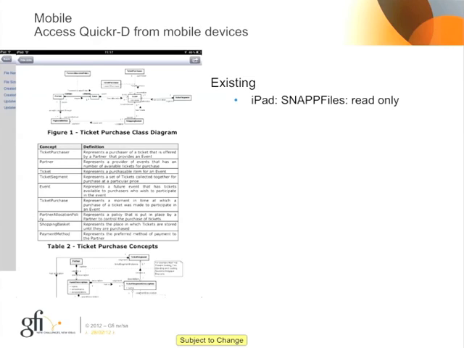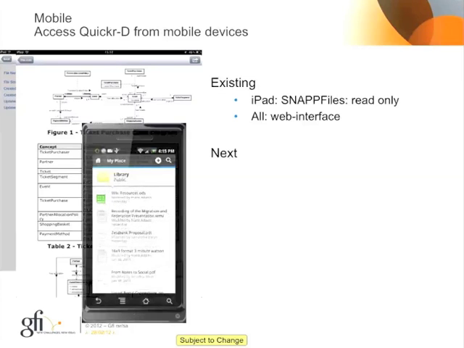It's called Snap Files. And the screenshot there on the left just shows you the metadata of one particular file. And quite obviously, this can be rendered into a preview of that document itself. But it is read-only. I use it myself. It's quite an easy way to consult the information that is stored inside the Quickr. Quite obviously, we still have the web interface, which is available for all devices, although on the smaller screens it might be a little bit difficult.